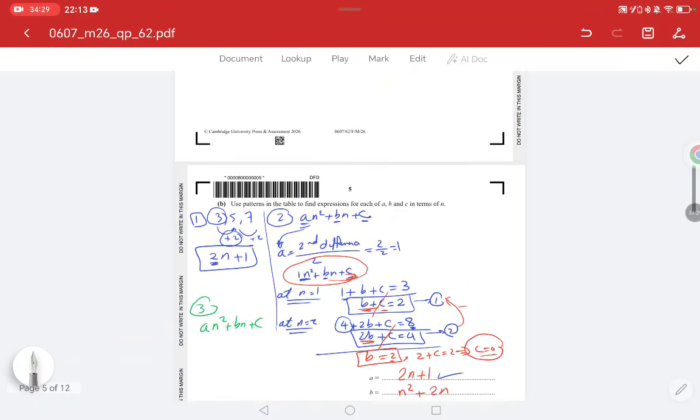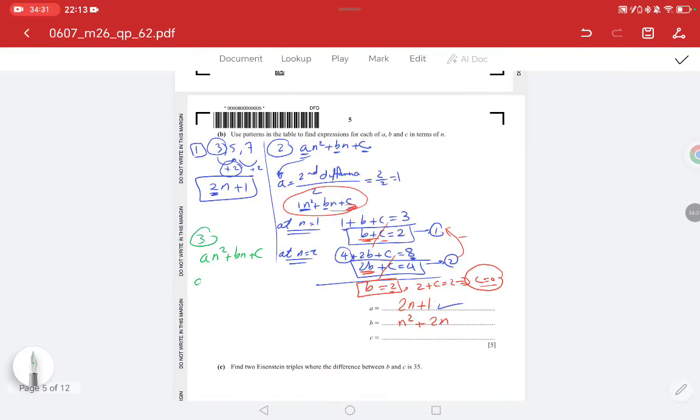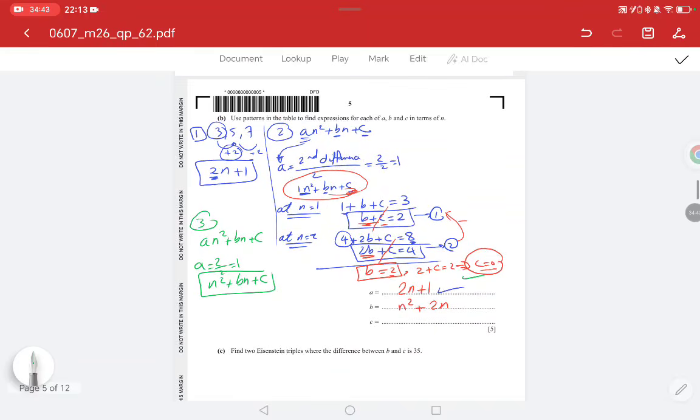So what's a? A equals the second difference, which is 2, divided by 2, which is 1. So our equation is n squared plus bn plus c. We will do the same, okay? The same as what we did here, we will repeat. Of course, there is another method to know the quadratic sequence, but this method, anyone can do it. It's just steps. You follow the steps, you will know the formula.